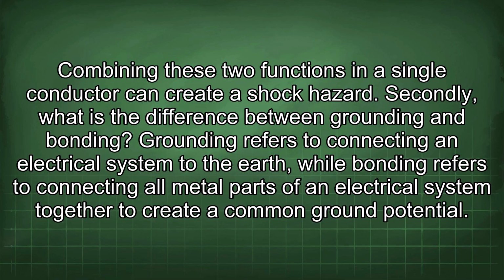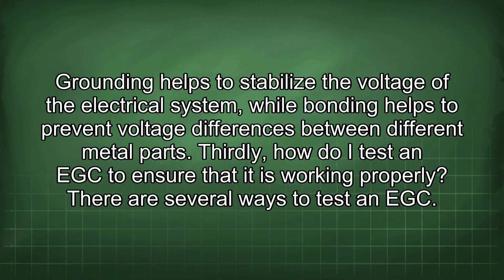Grounding refers to connecting an electrical system to the earth, while bonding refers to connecting all metal parts of an electrical system together to create a common ground potential. Grounding helps to stabilize the voltage of the electrical system, while bonding helps to prevent voltage differences between different metal parts. Thirdly, how do I test an EGC to ensure that it is working properly?